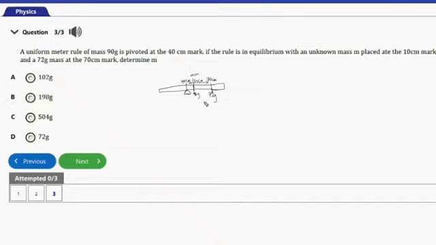So on the anti-clockwise here, we are going to still have the mass placed on the 10 cm mark to be equal to the sum of these masses. That's 90 grams plus 72 grams, and that's 102 grams here. So option A is the answer to this question.